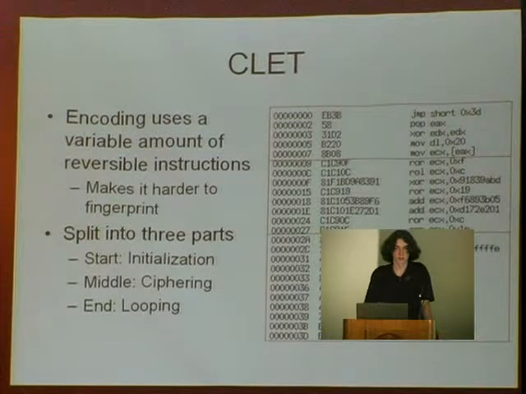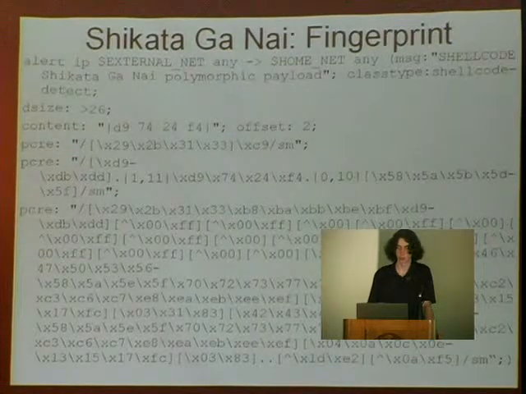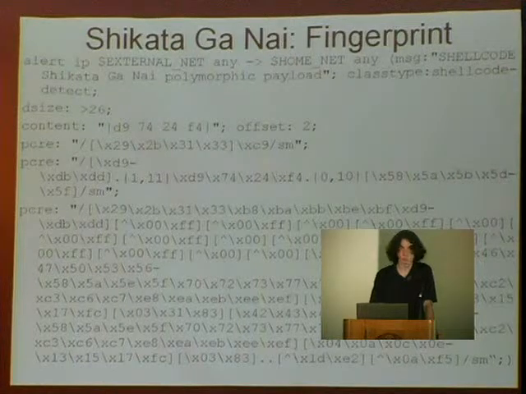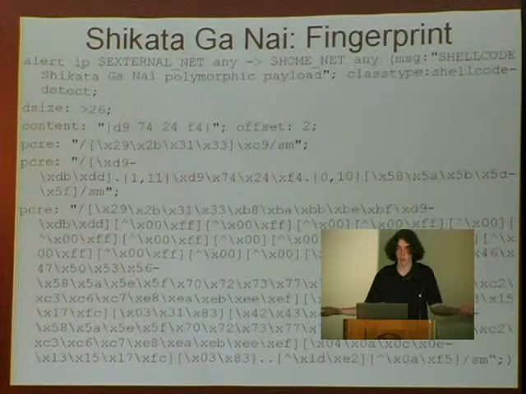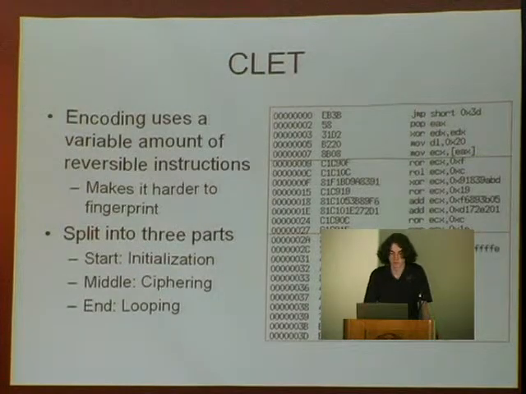And so that concludes the Shikata Ga Nai section, because we essentially built a fingerprint for what is supposedly a polymorphic shellcode encoder. Okay, now we move on to CLET.